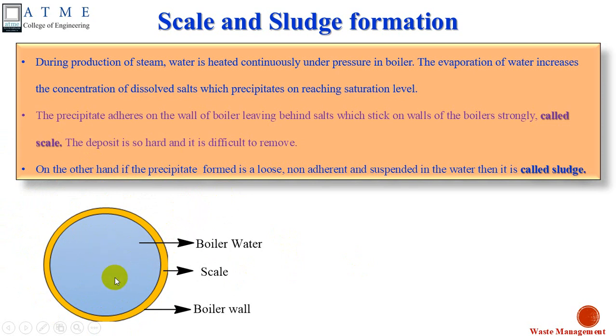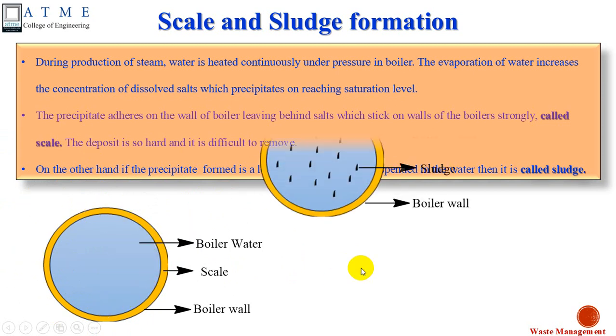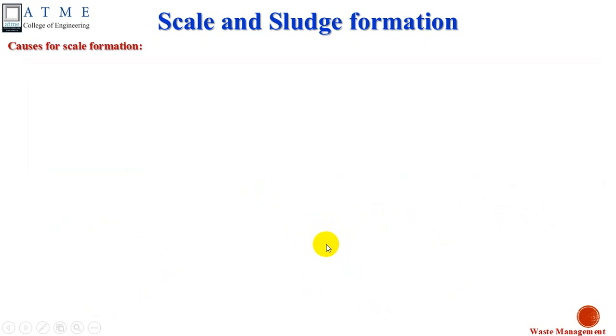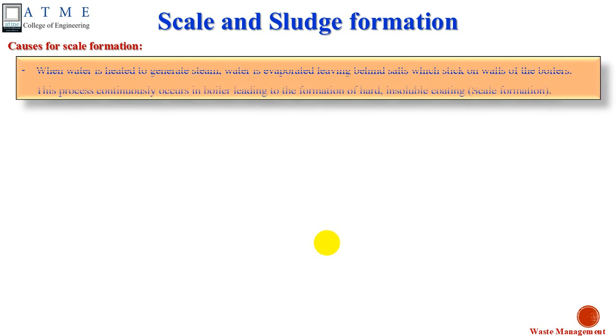It is clear here, this is a boiler wall and this is the boiler feed water. Due to saturation level, there is a scale formed on the surface of the boiler. In this image, there is a sludge formed. Sludge, as I said, is a suspended precipitate present in water. Sludge is also formed. So this is about scale and sludge formation. Let us go in detail.